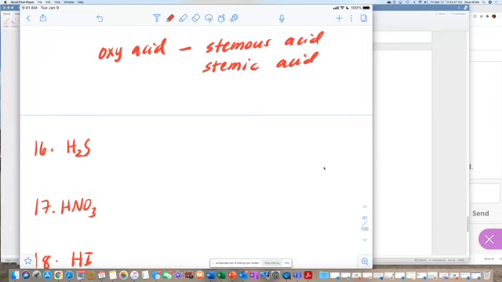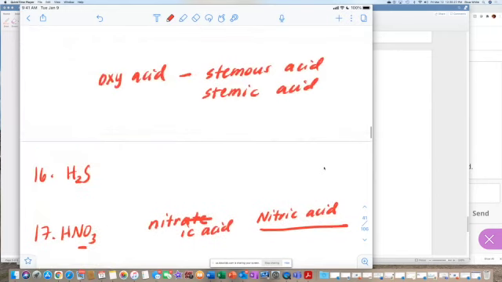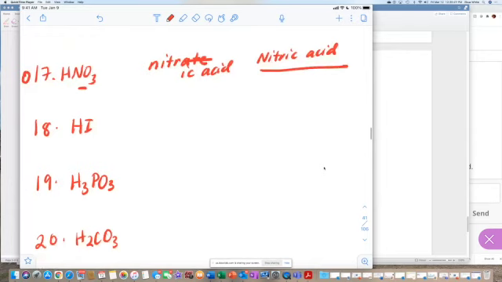Now remember, we named this first. This is nitrate as an ion. Then replace the ATE with ic acid. So this becomes nitric acid. That's the name of this acid. I'm only picking the oxy acids, right? So I'll call this oxy, this oxy, this oxy. This is also oxy. In naming this anion, this is called phosphite.